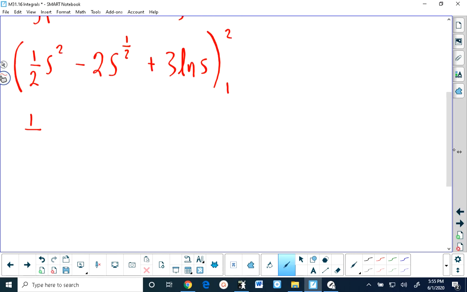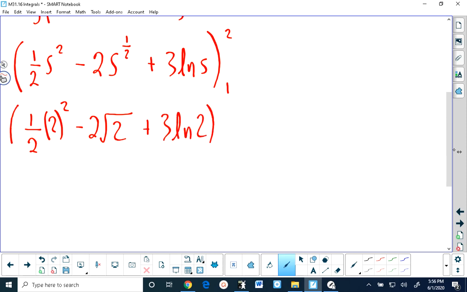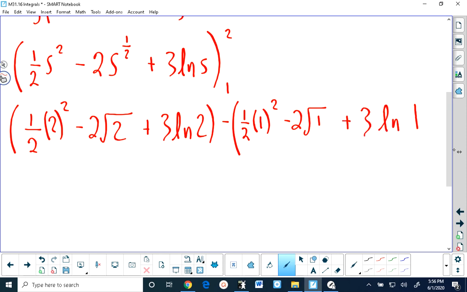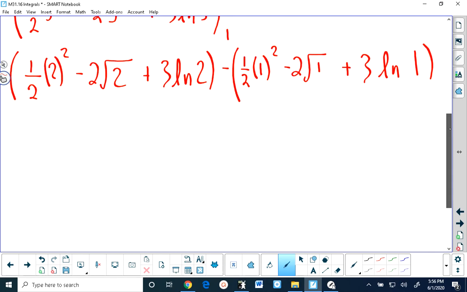So we will have 1/2 multiplied by 2 squared minus 2 root 2 plus 3 ln 2. Then we are going to have to subtract the same expression with 1 in. So we will have 1/2 times 1 squared minus 2 root 1 plus 3 ln 1. Okay, what do we have here? This is 2. 2 squared is 4 times 1/2 is 2. Minus, well, there's nothing we can do with this term. It's 2 root 2.